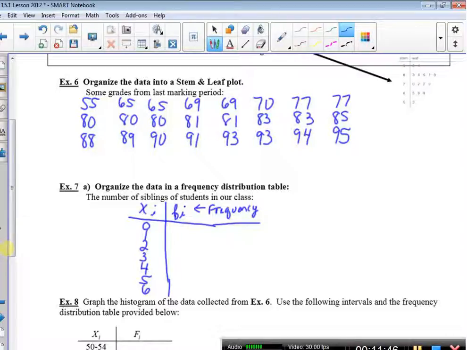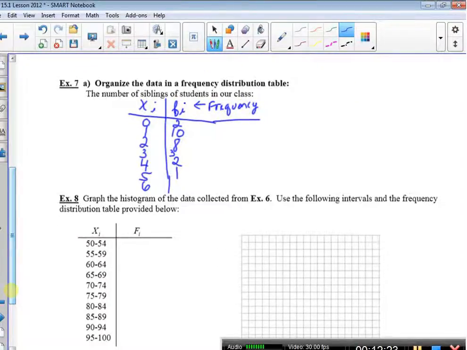So for 0 siblings, we could say maybe there's 2 people with no siblings. A lot of people have 1 sibling, so I'm going to go with like 10 on that. A lot of people also have 2 siblings, so I'm going to go with like 8 on that. And then we'll say like 3, and let's go with 2 and 1, something like that. Okay, so that would be a frequency distribution table.